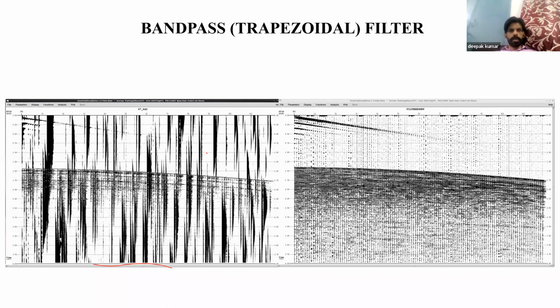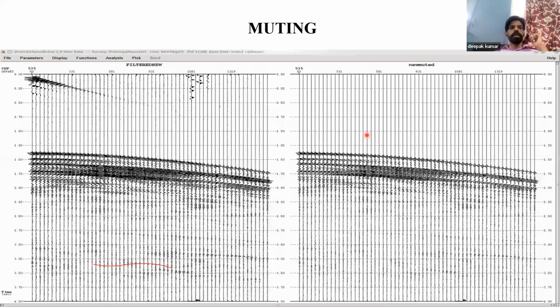Then we applied band pass filtering, or a trapezoidal filter, or any kind of filter, to suppress the noise. You can see here these noises were suppressed. This is the section after applying band pass filtering. You can also see that the reflectors are still not that prominent after applying the filter, but the direct arrivals have become prominent. So we will apply a mute.